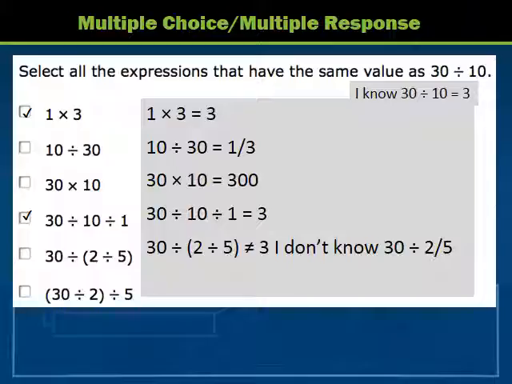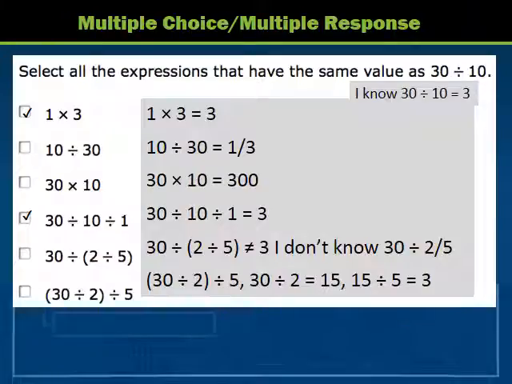30 divided by 2/5. I'm pretty sure that that is not 3. I don't even know how to do 30 divided by 2/5. And 30 divided by 2, then divided by 5. Well, I know 30 divided by 2 is 15. Then 15 divided by 5, that is 3. So that one is also correct.